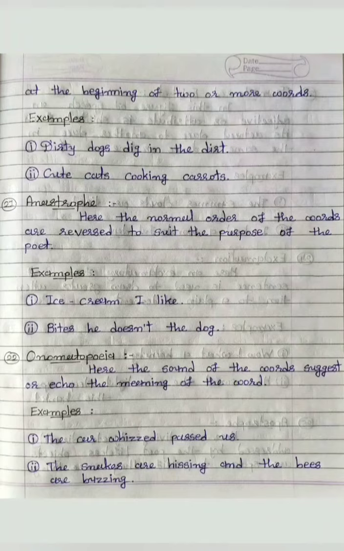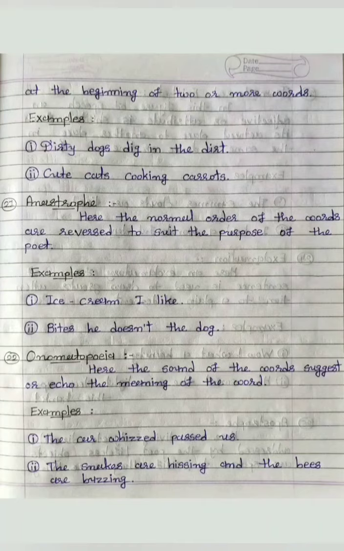In this example, we can see that the normal order of our sentence pattern is reversed over here. Our normal order of sentence pattern is subject, verb and object. And the right sentence would be, I like ice cream. But the normal order is reversed over here. That's why the sentence is, ice cream I like. It is like a jumble of words. So, anastrophe is used over here.